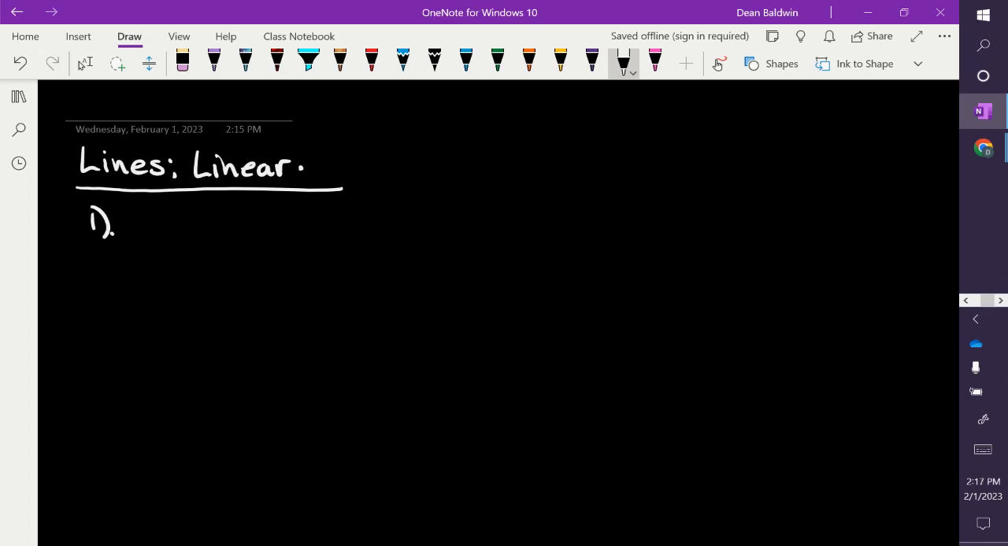Y is equal to x. Oh, give me like the general mx plus b. You're right, but mx plus b. All right. What does m represent? The slope. You'll see that that's a reoccurring theme in calculus. Slope.